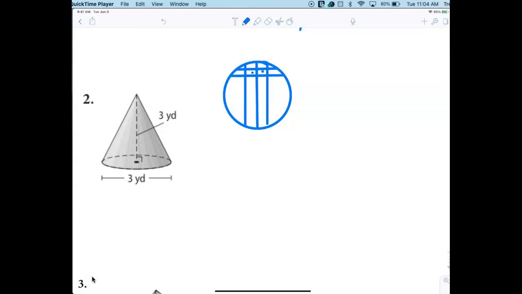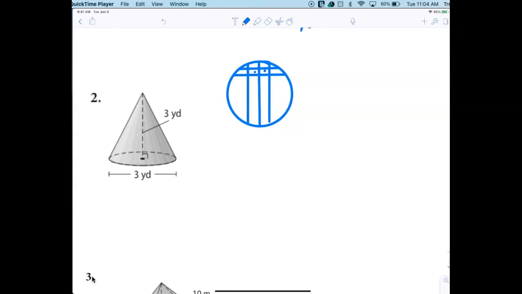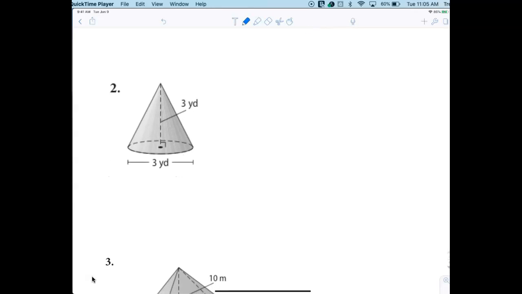So it's not circular at all. You always measure in squares. All right, so here we go. Now, number 2. Tell me, the formula for a cone is what?